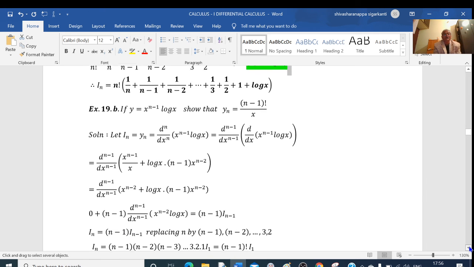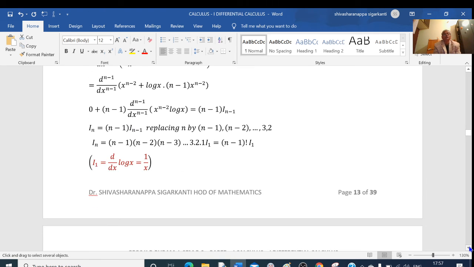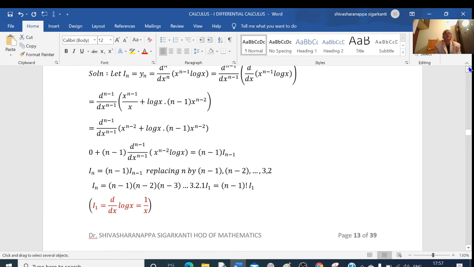Now replacing n by n-1, n-2, n-3 like this. I_n equal to (n-1) into I_(n-1). And I_(n-1) can be written as (n-2) into I_(n-2). And I_(n-2) can be written as (n-3) into I_(n-3). And go on. Finally, I am getting 3, 2, 1, finally I_1. So, what is our I_1? See here, I_1, I will calculate by this.